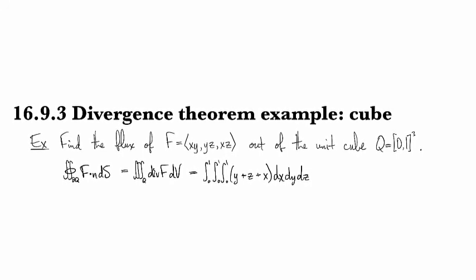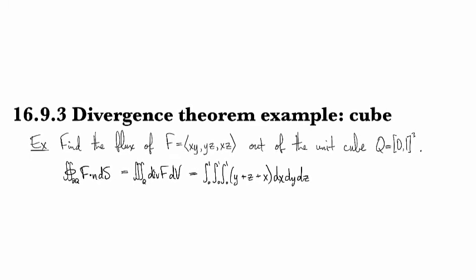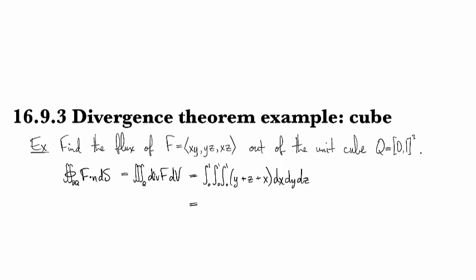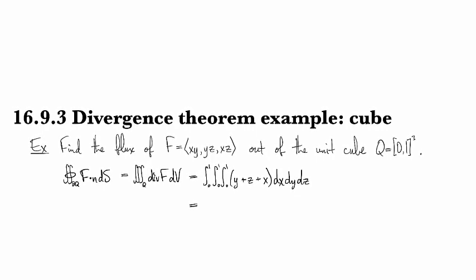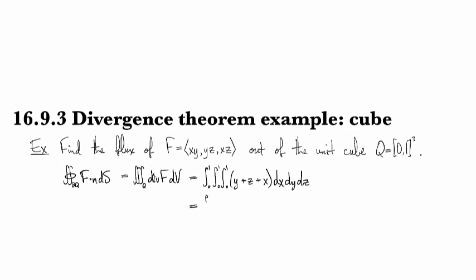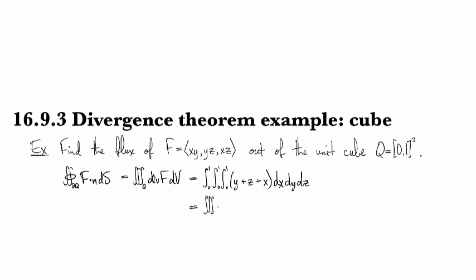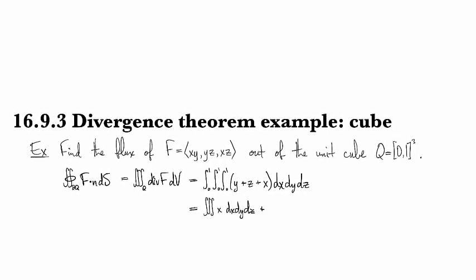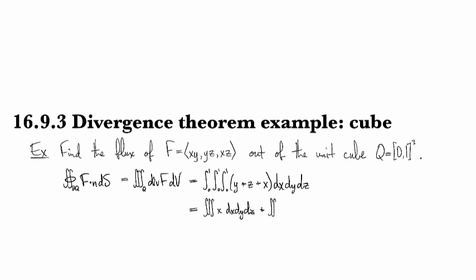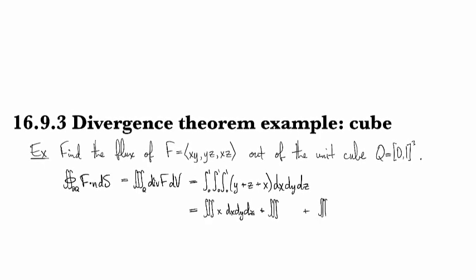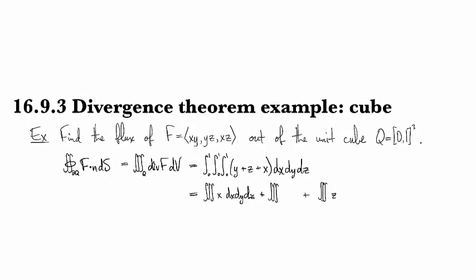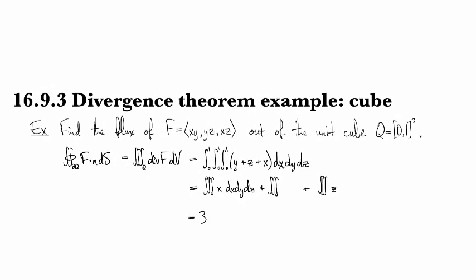Okay, so by linearity of the integral, I can pop this apart into the triple integral over x dx dy dz, plus the triple integral over y, plus the triple integral of z. But if you look, these are all the same by symmetry, so I can just skip straight to calling it 3 times.